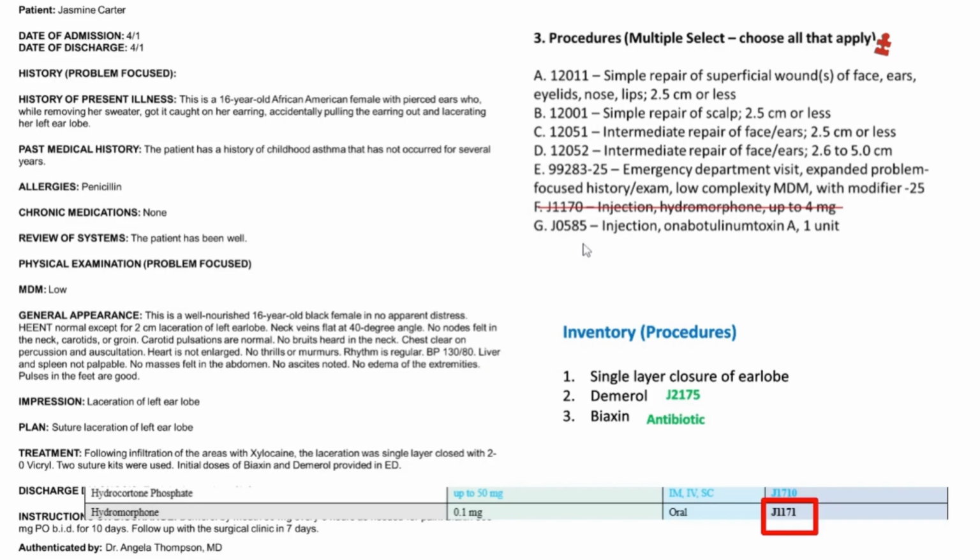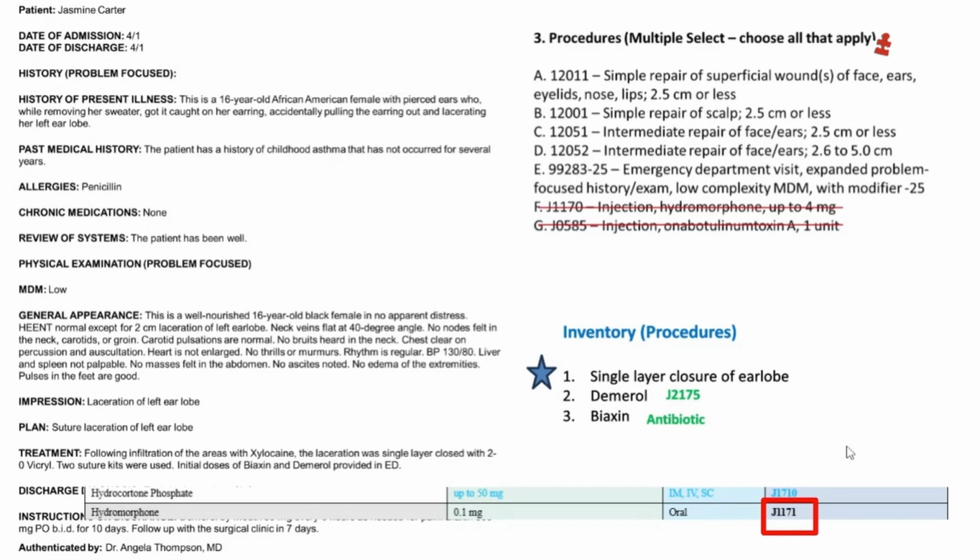And also, we can surely get rid of this Botox because that is a drug for treating the neuromuscular system, and this patient had an ear laceration, a skin condition. So I am deducing that Demerol is not on our list. Biaxin, the antibiotic, is not on our list. So we will not be coding them. And the only procedure that we have left to code is the single layer closure of the earlobe.